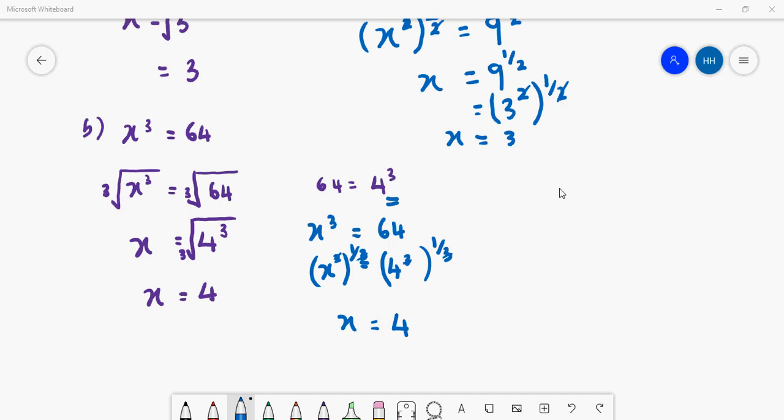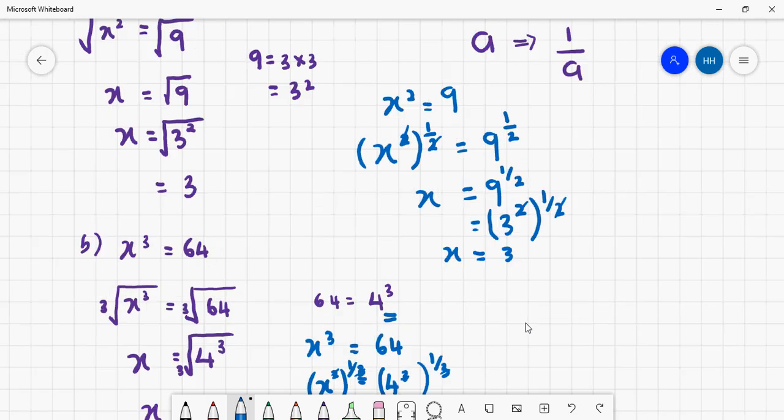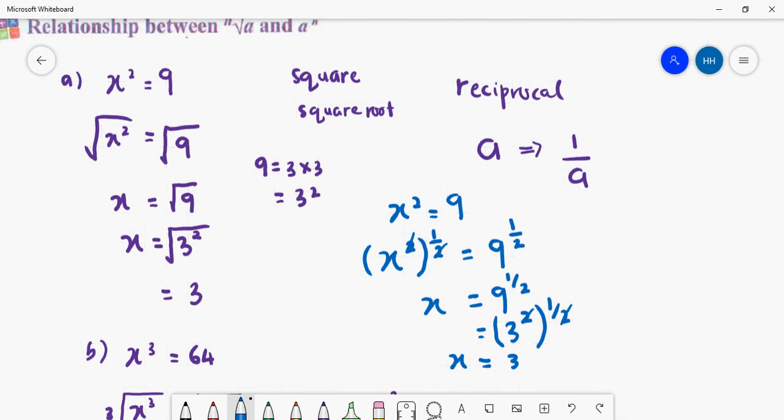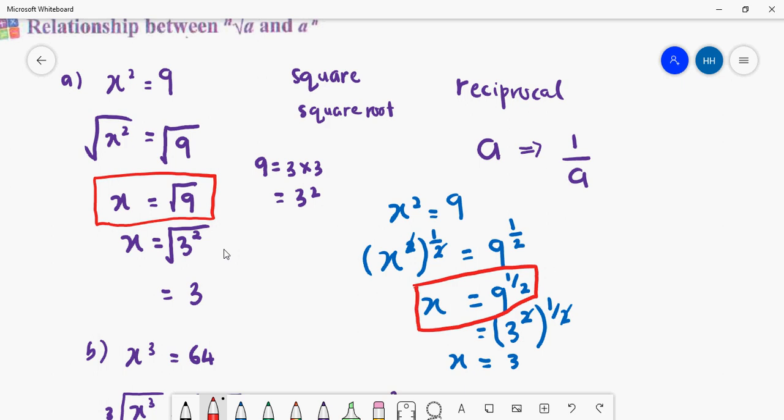So from these two methods, when we compare, from the first method, x is equal to square root 9. Here, x is equal to 9 to the power of 1 over 2. That means when x equals square root 9, x equals 9 to the power of 1 over 2. The conclusion here is square root 9 is equal to 9 to the power of 1 over 2.